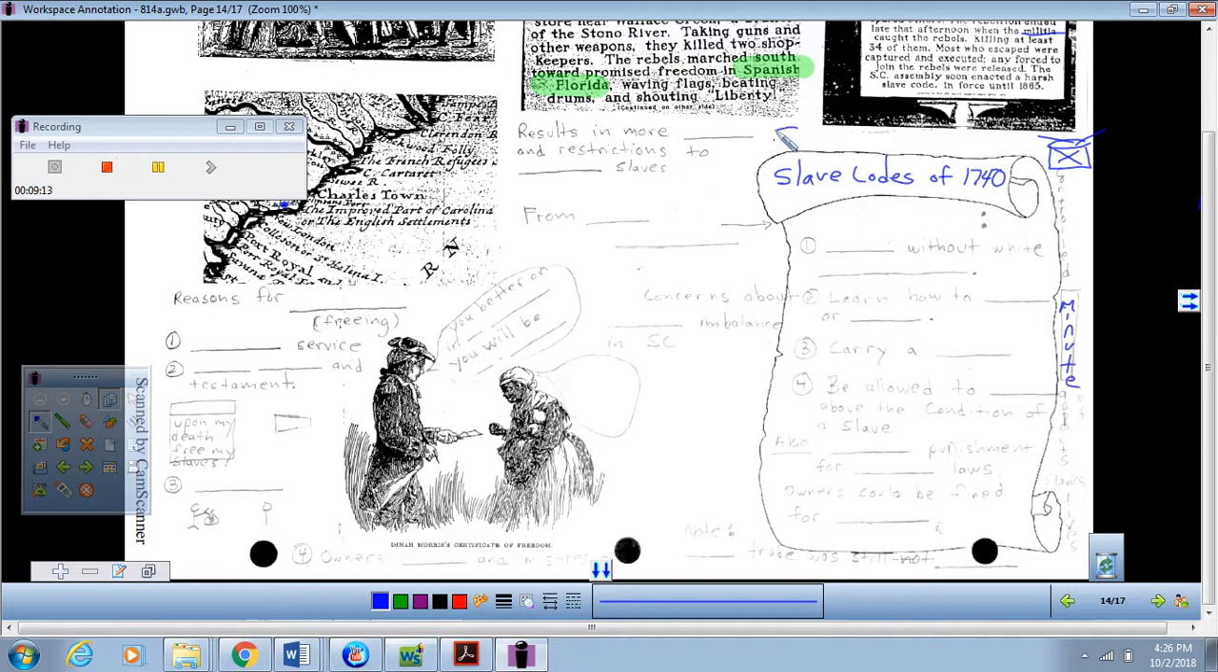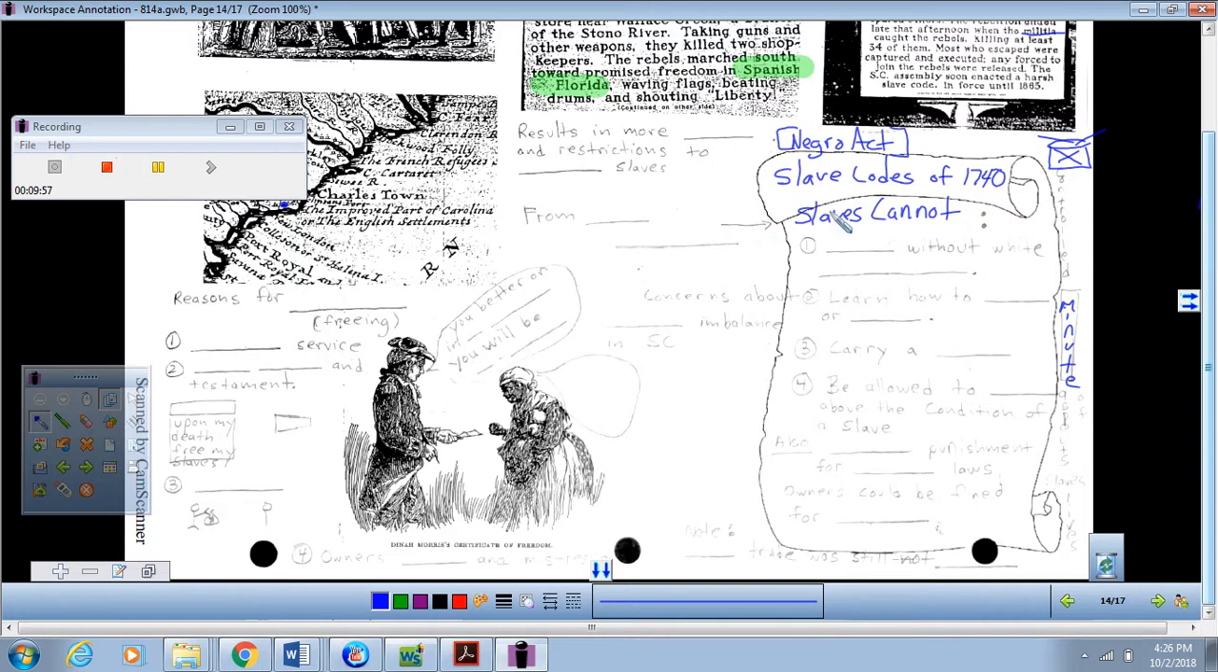The slave codes of 1740 were also known as the Negro Act, which is the Spanish word for black, of course. Now, as per the slave codes of 1740, slaves were prohibited from doing several things. Of course, we learned about the culture of the slaves and the role of drums. After 1740, slaves were not allowed to play the drums, for obvious reasons, because that was part of the Stono Rebellion, and why it grew was because of the drums.